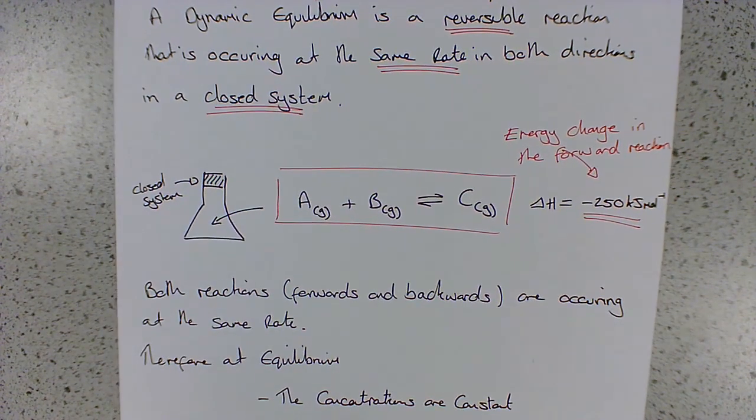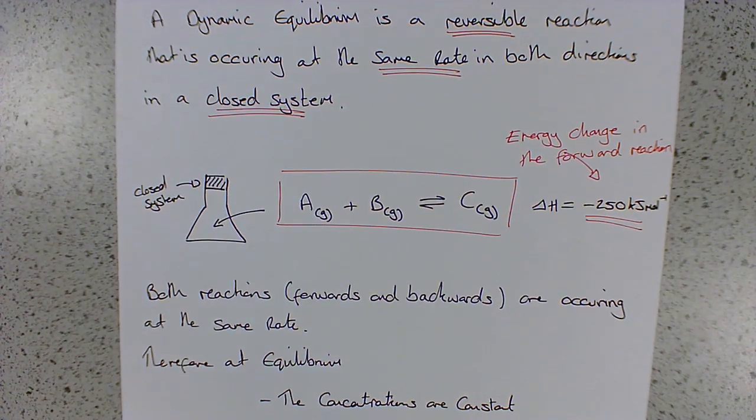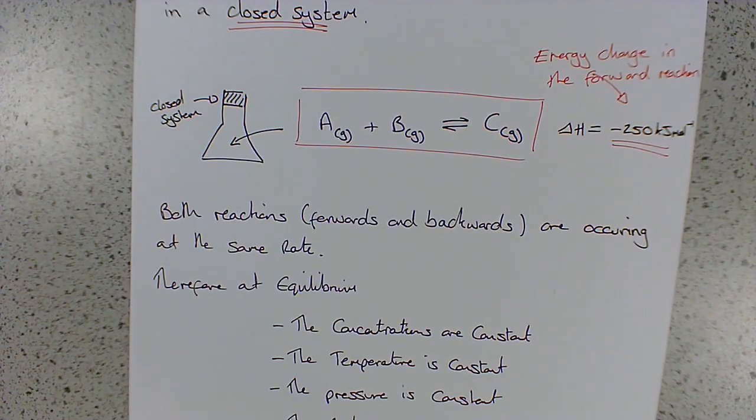Now, all you need in order to predict the effect of changing concentration, temperature, pressure on the position of equilibrium, all you need is the balanced equation, the state symbols, which you will always be given. If you're given a balanced equation, you'll be given the state symbols, and the enthalpy change, or the energy change. And you don't need all of that information for all of those different changes, and I'll go through which ones you need and when.